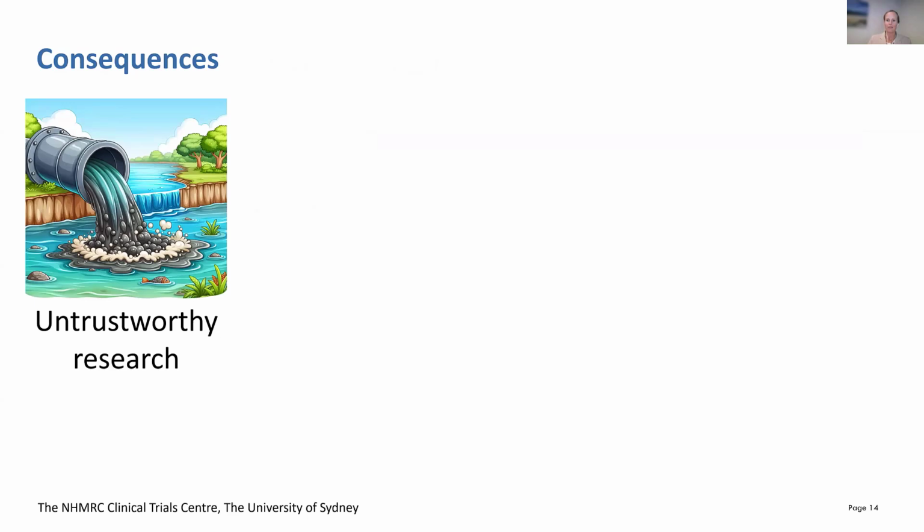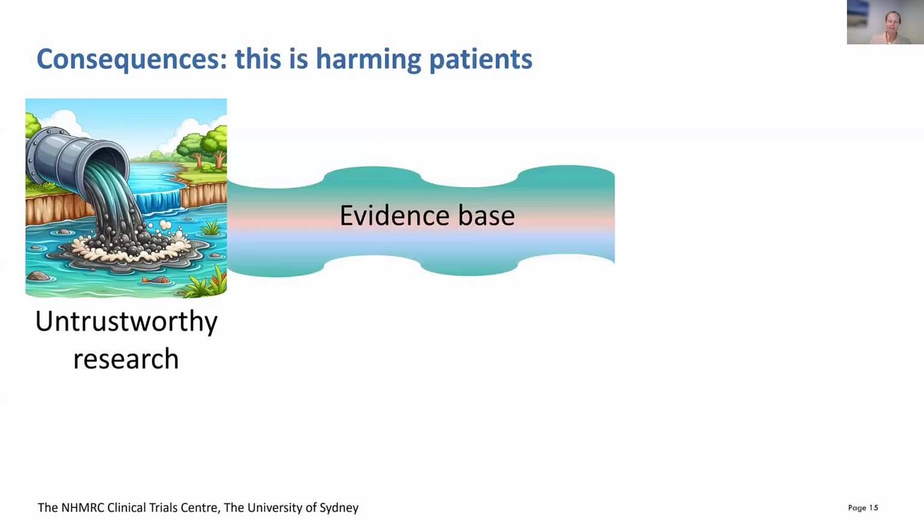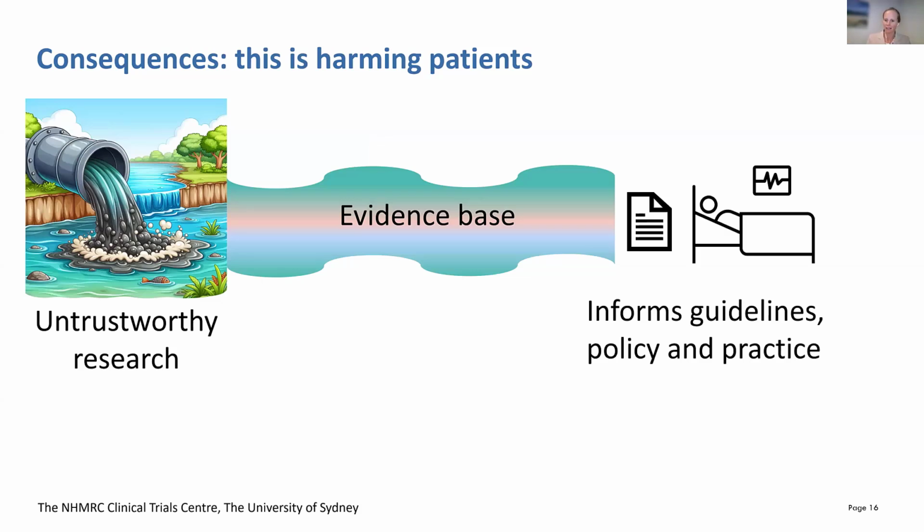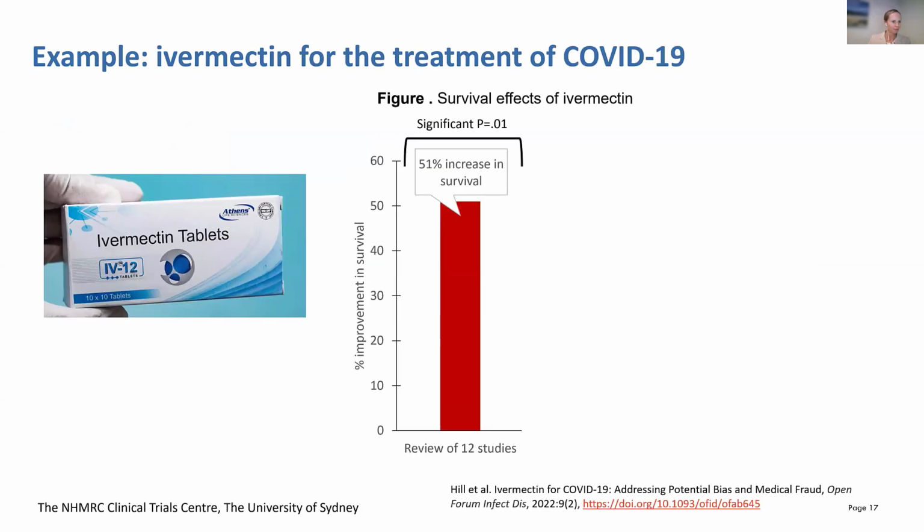So if we think about the consequences of this untrustworthy research, we can consider it to be a pollutant. And this is flowing into our river of evidence, which then goes on to inform our guidelines, our policy, and our treatment decisions. And as a consequence, can harm patients. This is demonstrated in this example of ivermectin for the treatment of COVID. A few years back, millions of COVID patients globally were administered the drug ivermectin, and this was based on a review of 12 studies, which showed that it could increase survival by a massive 51%. So, of course, there was quite a lot of excitement about this result.